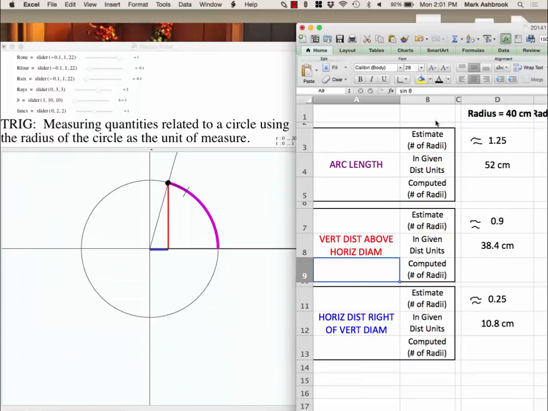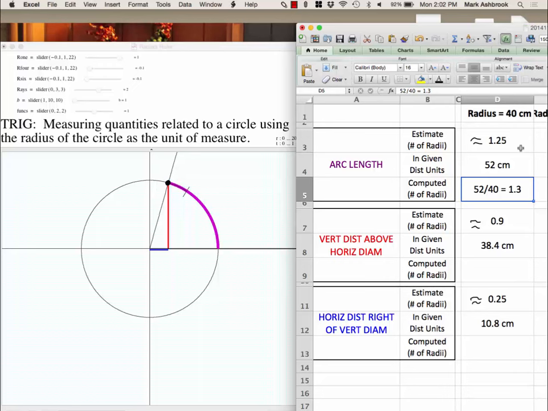Okay, so if the radius is 40 and that's 52 centimeters, then how would you measure how long that is in terms of the radius? So you want to know how many what? How many 40s are in 52, right? You want to know how many 40 are in 52. How many? 1.3. You're going to take 52 over 40 and you're going to get 1.3. So that's 1.3 radius lengths, that arc length.